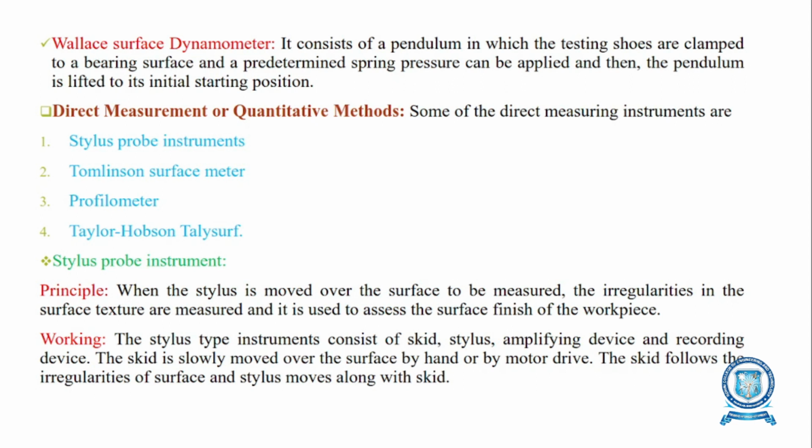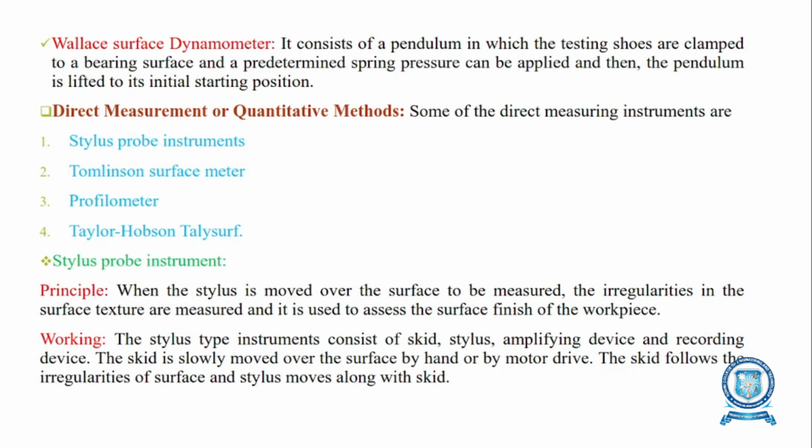The second one is the stylus or probe. It moves over the surface with the skid. When the skid is moving, this probe is also moving over the surface of the object. And the third one is the amplifying device. This device magnifies the stylus movement. When the stylus moves over the surface, this amplifying device magnifies the movement of the stylus.